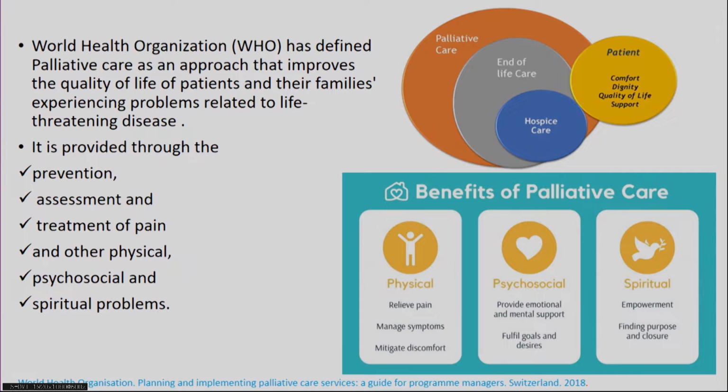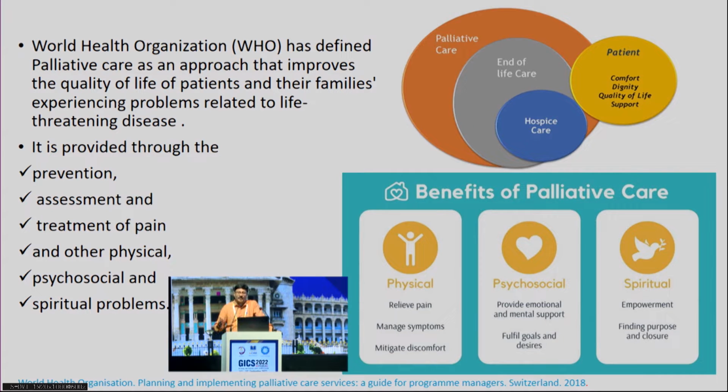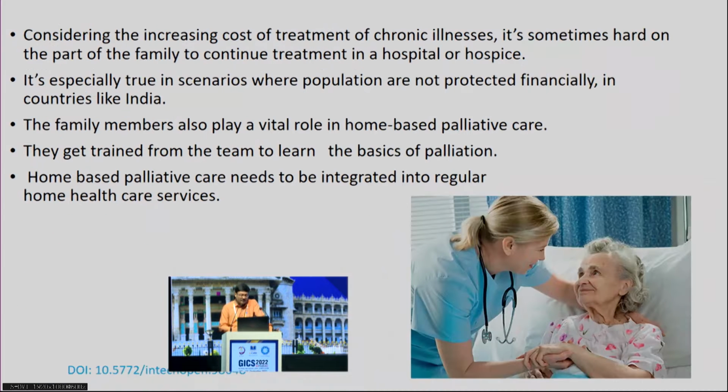If you look at the WHO definition, palliative care, end-of-life care, and hospice care overlap, but there are clear differences amongst these three terms. The WHO definition of palliative care is an approach that improves the quality of life of patients and their families experiencing problems related to life-threatening diseases. It is provided through prevention and treatment of pain and other physical and psychosocial problems, and you have to address their spiritual problems.